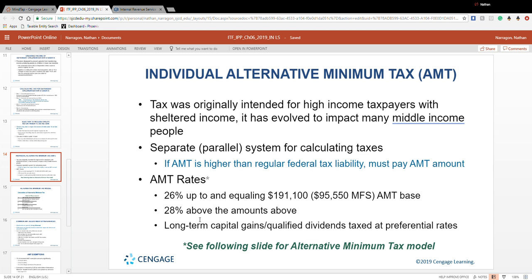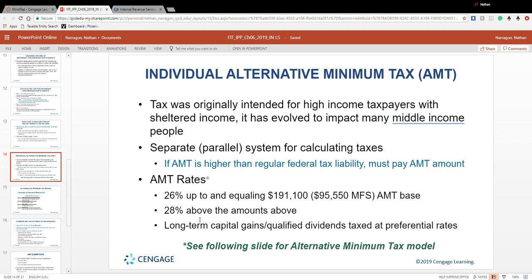So, if AMT is higher than regular federal tax liability, you still have to pay the annual minimum tax, and they really do run a separate parallel system. This is just making sure, again, that people basically pay. If they're high income, they're going to pay tax. They can't get out of it.